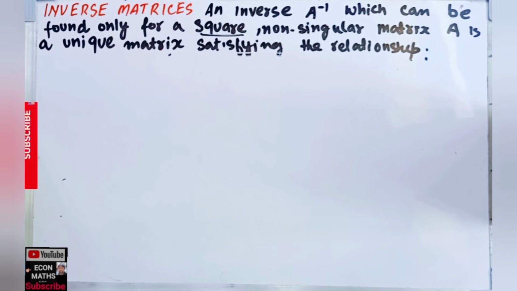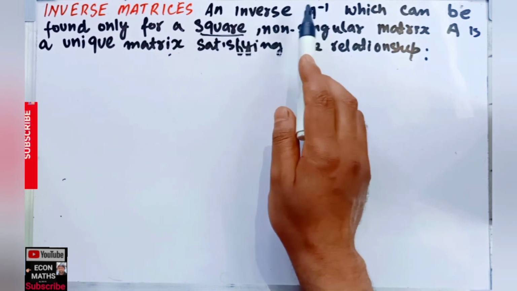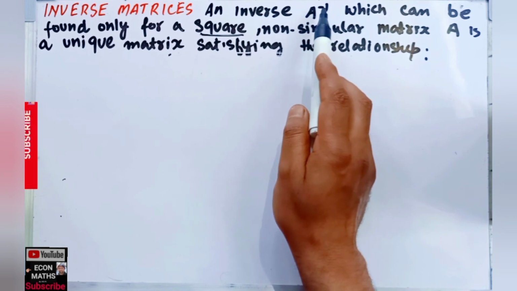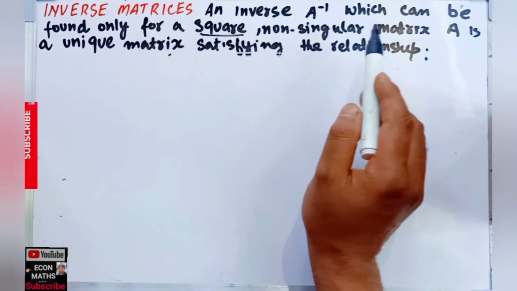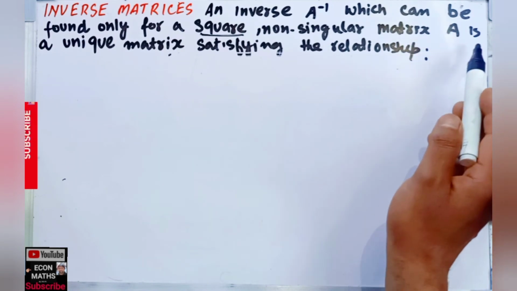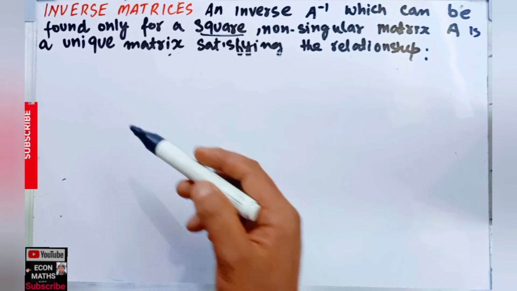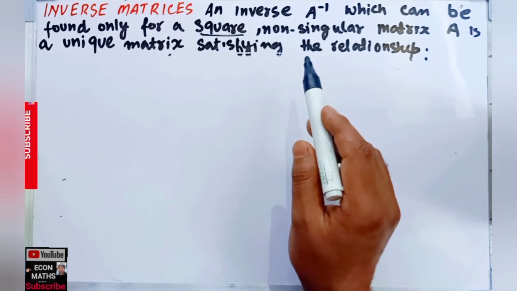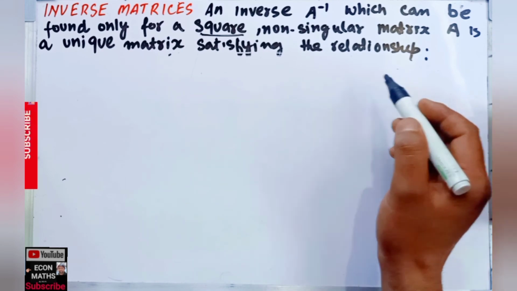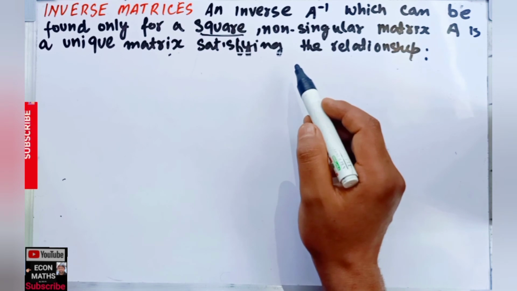We will learn about the inverse matrices. Now an inverse, which is denoted by this symbol A to the power minus 1, can be found only for a square non-singular matrix. A is a unique matrix satisfying the relationship which I will give here. Now first of all, an inverse can be found only for a square matrix. By square matrix we mean the number of rows are equal to the number of columns.